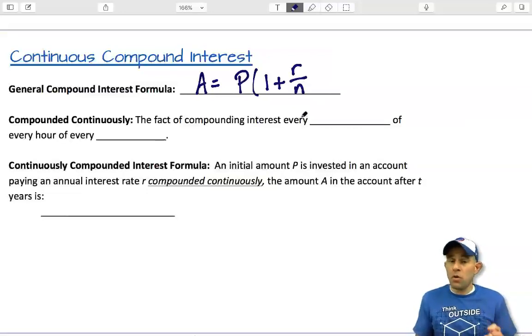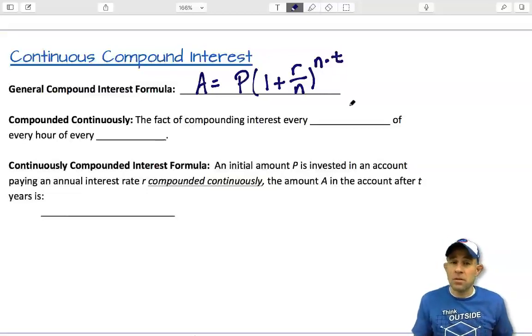So if it was compounded quarterly, that n is 4. If it was compounded monthly, the n was 12, so on and so forth. Now, this was all raised to the power of n times t, where t is the number of years that money was left in the bank. That was the general compound interest formula.